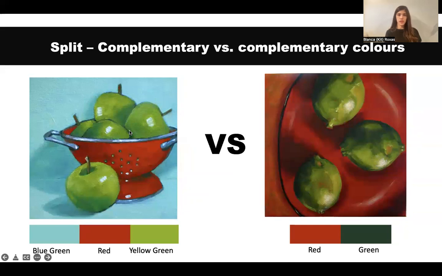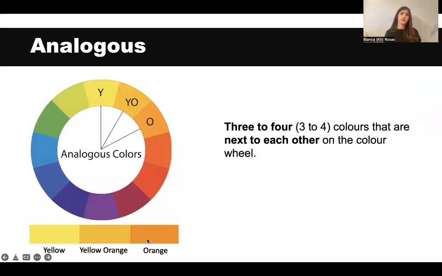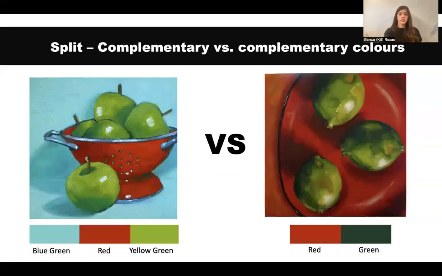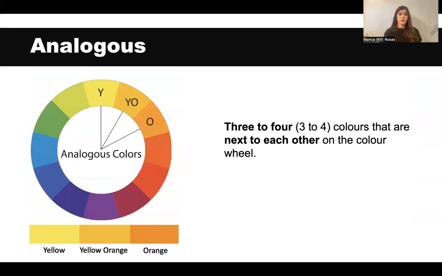So this is a comparison of split complementary and complementary color schemes. Here we have red and green. In the split complementary, instead of using green, we use the adjacent colors of green, blue-green and yellow-green. All right, so we're done with monochromatic, complementary, and split complementary.